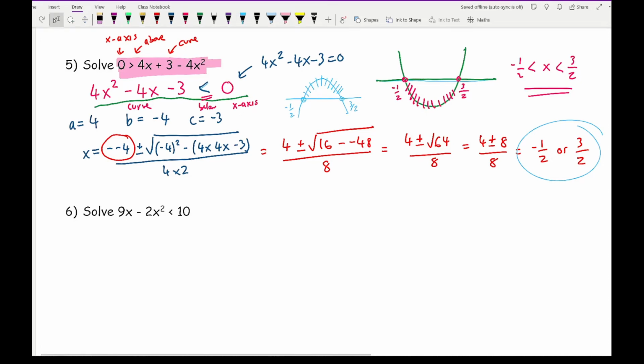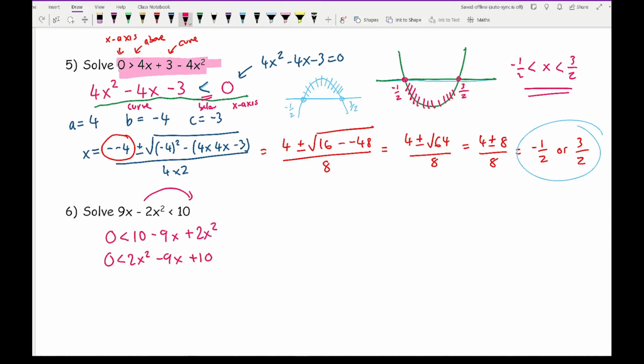Now looking at question 6, it says solve 9x minus 2x squared is less than 10. So here not only have I not got a 0, I've also got a negative x squared. So let's rearrange this formula to get our x squared positive, and also to get it with a 0. For this, I'm going to take all of this over to the other side. So I end up with 0, and then I've got 10 minus 9x plus 2x squared. And if I neaten that up, I've got 0, 2x squared minus 9x plus 10.